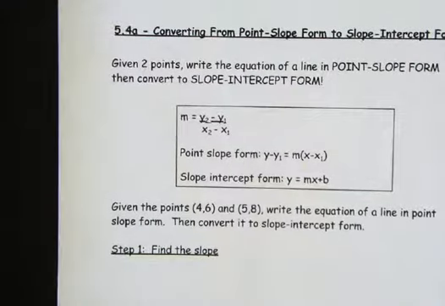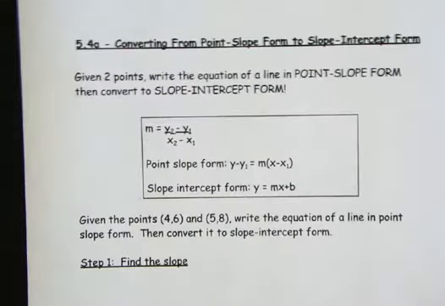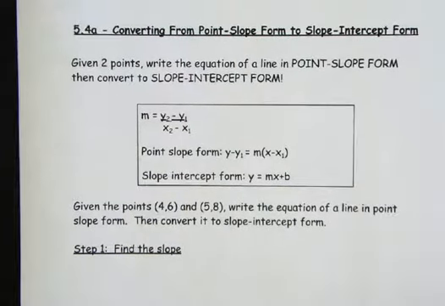Now finally, we often want to convert lines into slope-intercept form. Why might we want to do that? Well, slope-intercept form is the easiest one to graph, generally speaking. And so we often want to convert from whatever form we're in, namely point-slope form, to slope-intercept form. So this is going to be a little bit of a challenge.